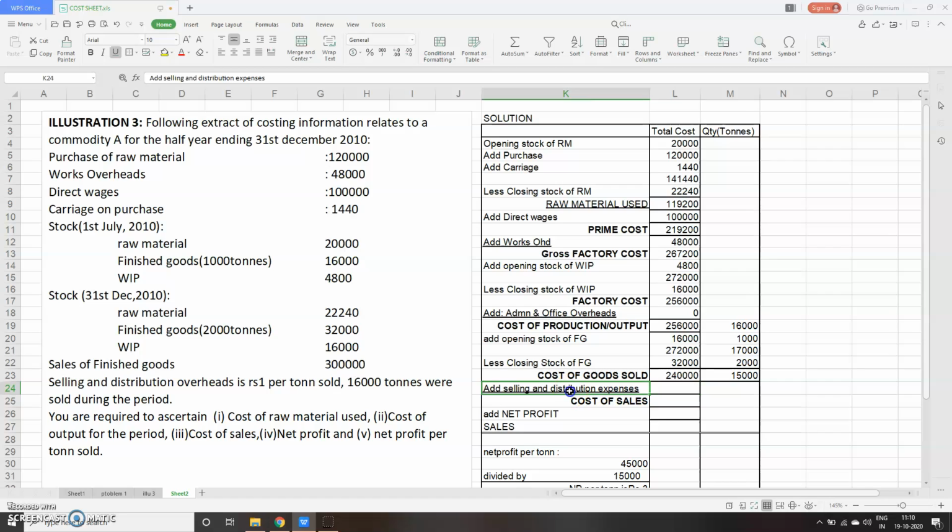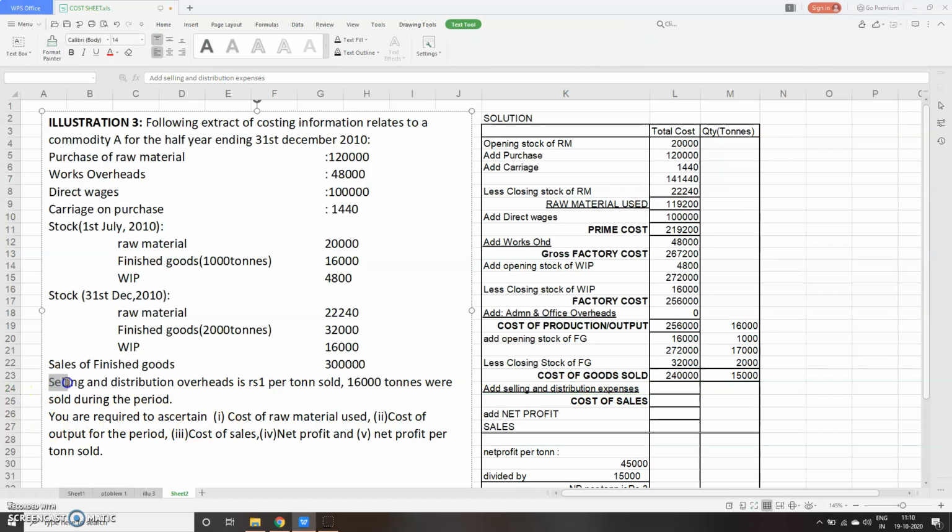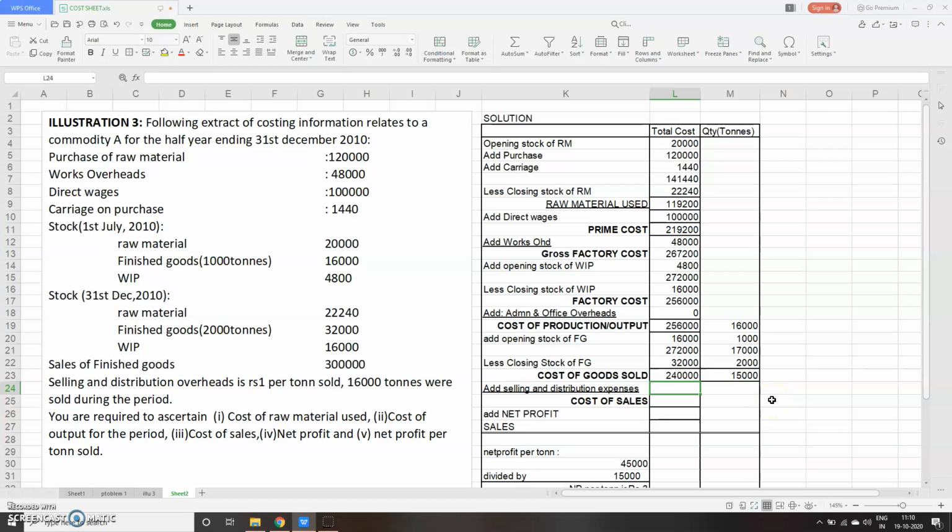Now we'll add selling and distribution expense. What it says, selling and distribution overhead is ₹1 per ton sold. Not this one. We just found out 15,000 ton is sold, so it will be 15,000 into 1 is 15,000 only. Okay, so if you add it, our cost of sales will be equals to this plus this. 2,55,000 is our cost of sales.